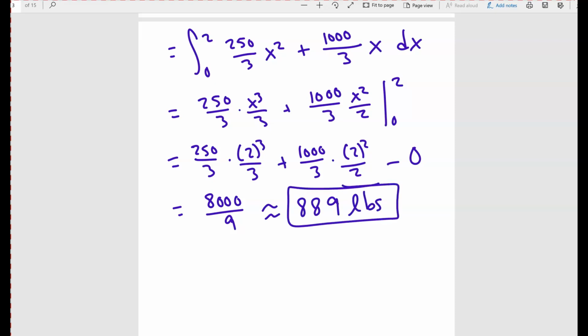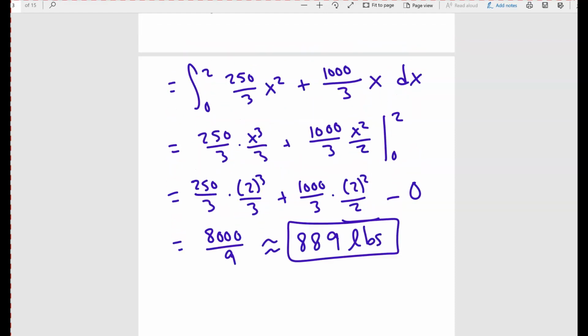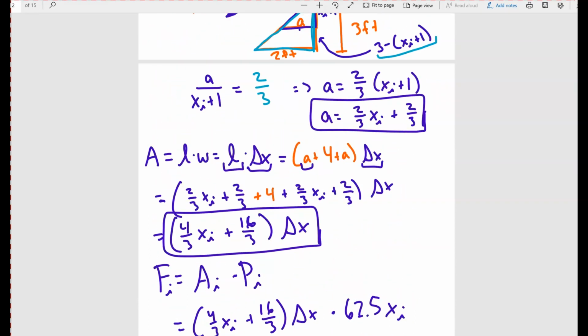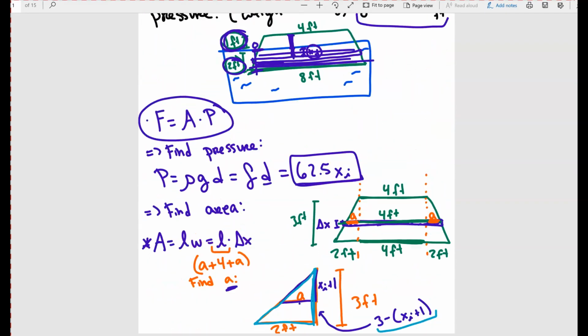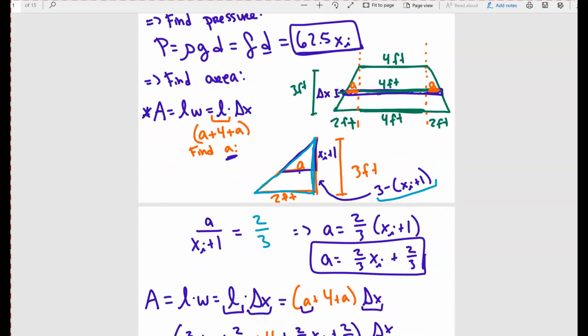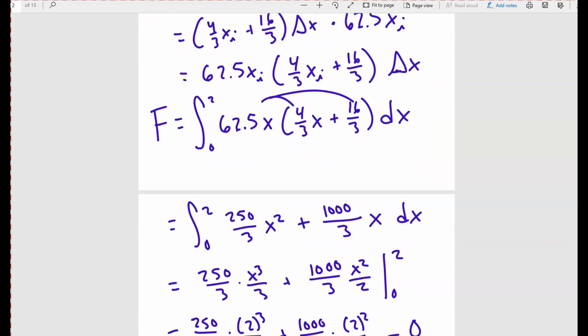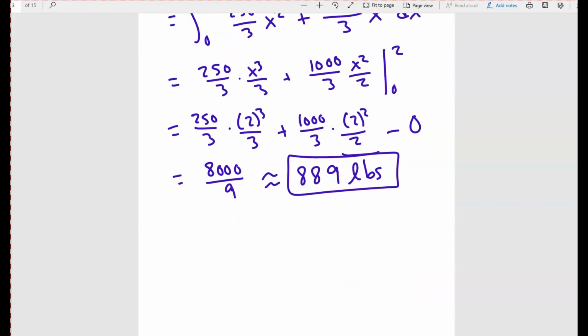Okay, so yes, this was a really lengthy problem. It's a little bit more of the harder problem, but it's very self-explanatory. It involves a lot of different things. It involves similar triangles. It involves a little bit of geometry, and obviously it involves calculus. So yeah, that's basically it for this problem.